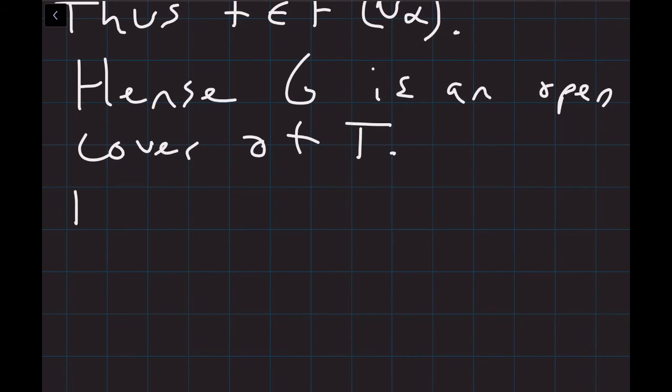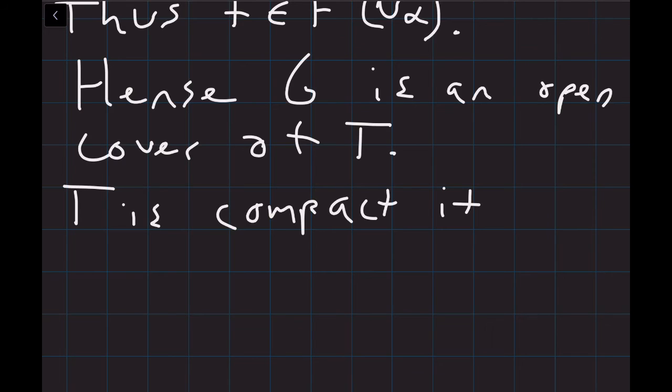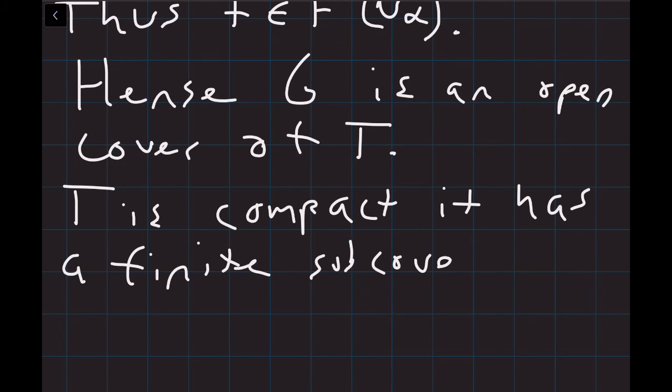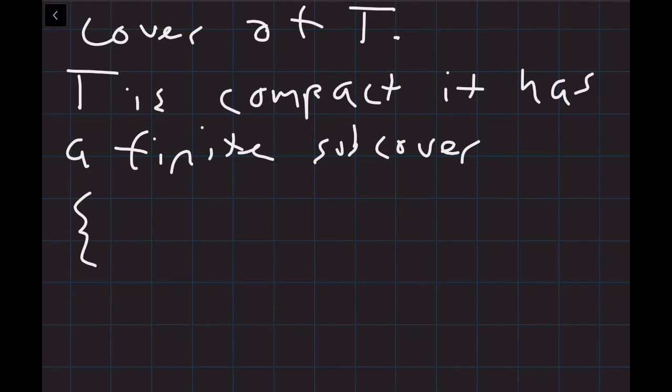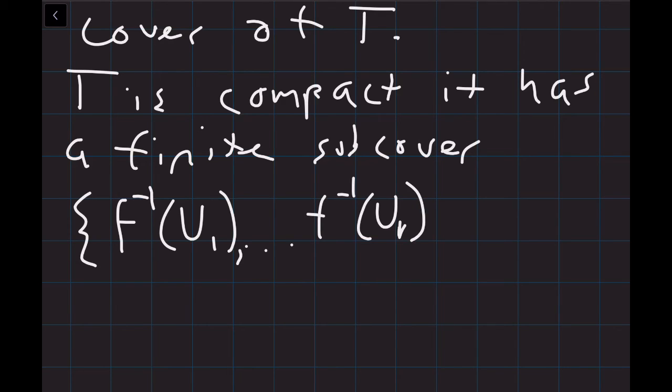So now we know that T is compact, and that was given. We know that it has a finite subcover. T has a finite subcover, and we'll define that as the pre-image of our U sub alphas. We'll just use the notation U sub R to represent our covers.